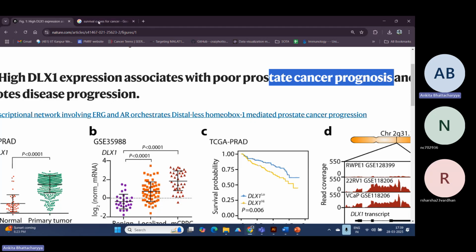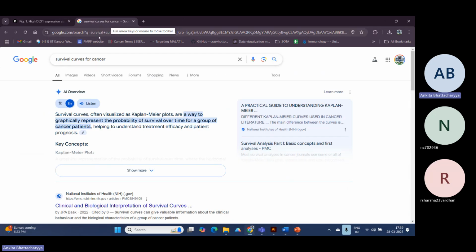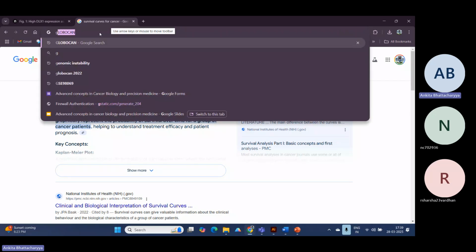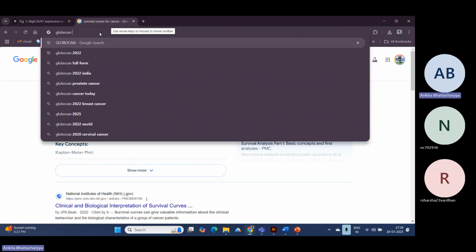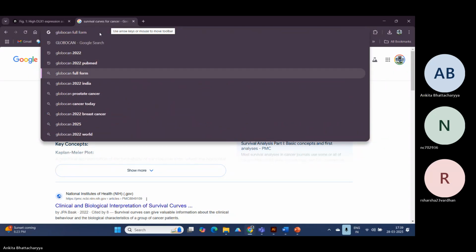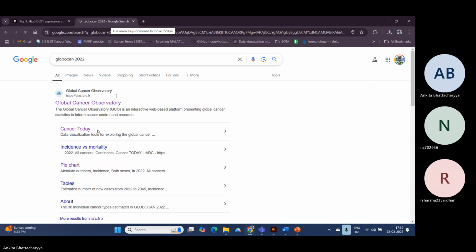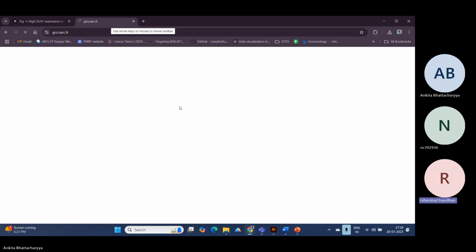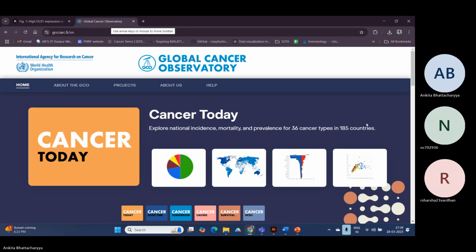I will use some other information to explain it to you. And in the meanwhile, I'll open up the Globocan page. Any doubts, any queries? Okay. So yeah, this is the repository that I was talking about, which gives you all of this information as up to date as possible.